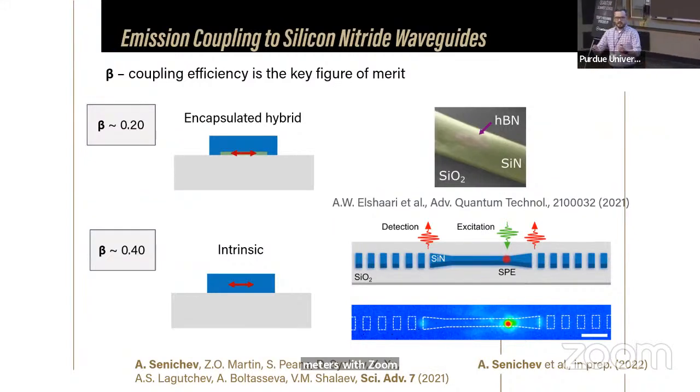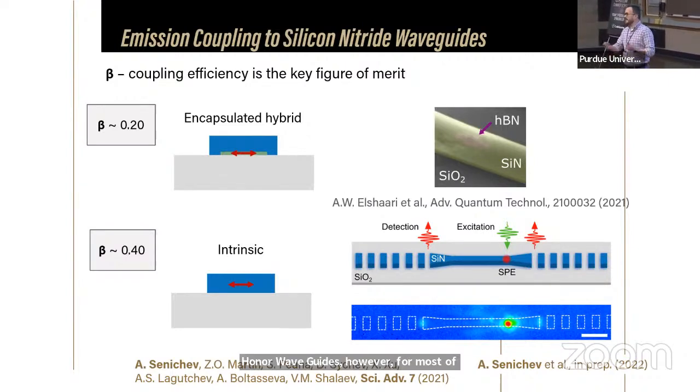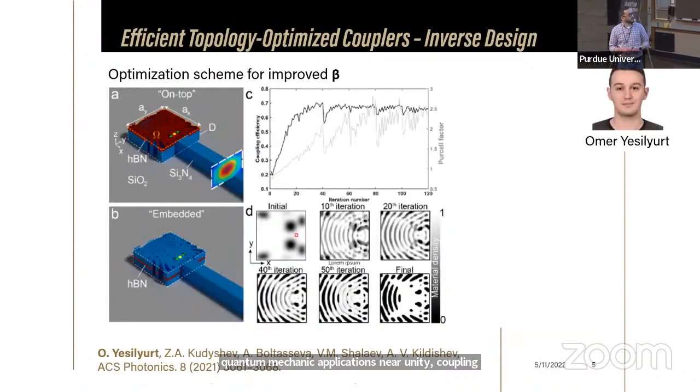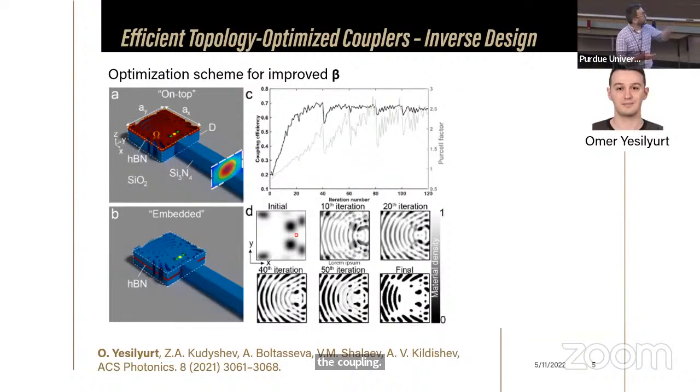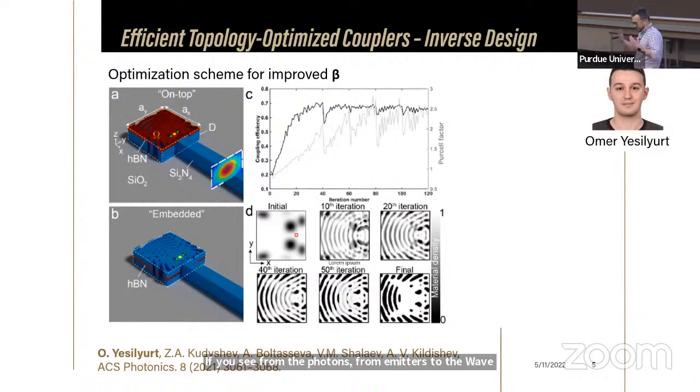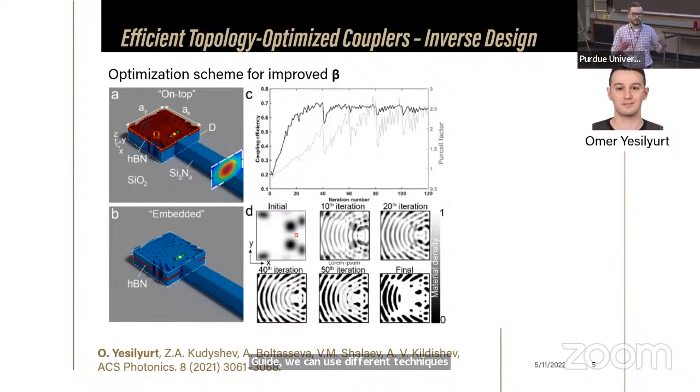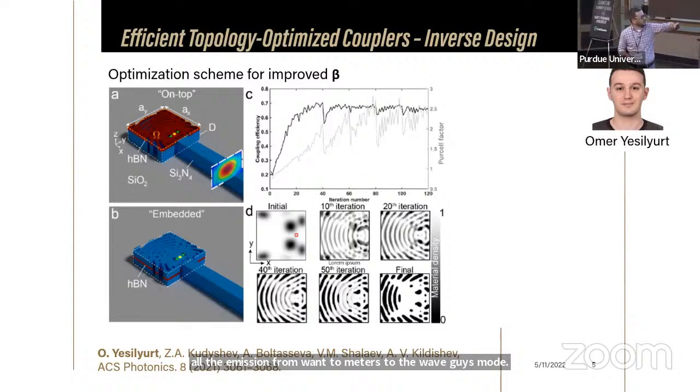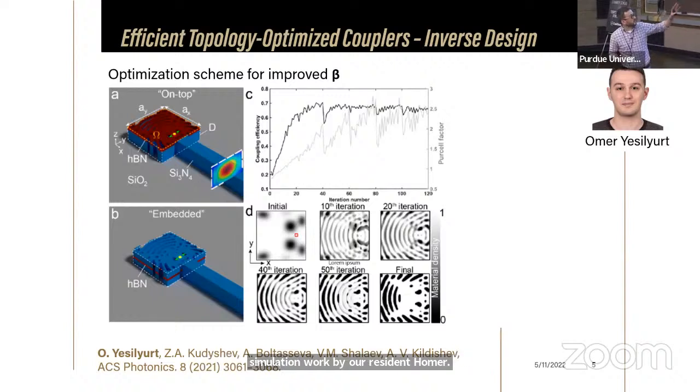However, for most of the practical quantum photonic applications, near unity coupling efficiency is essential. And to even further increase the coupling efficiency of the photons from emitters to the waveguide, we can use different techniques. For example, we can use an inverse design optimization framework, namely topology optimization, to channel all the emission from quantum emitters to the waveguide mode. Here's an example. I would like to show you the simulation work by our grad student Omer Yeşilyurt, where this technique is applied.